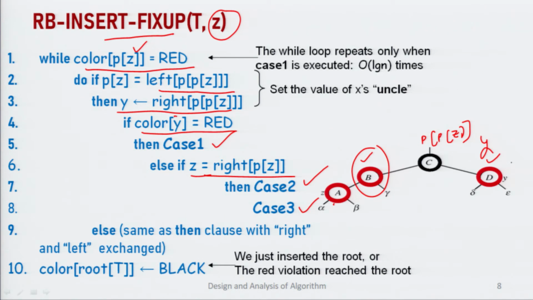Similarly, if parent of z is not the left child of its parent, the case will be reversed. We will replace the right word with the left word and the whole algorithm will be the same. Finally, when we exit from this while loop, the color of root is always set to black.